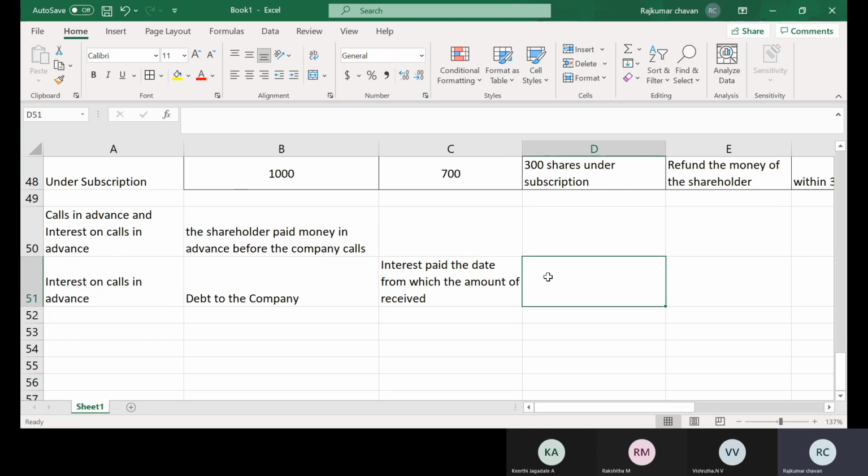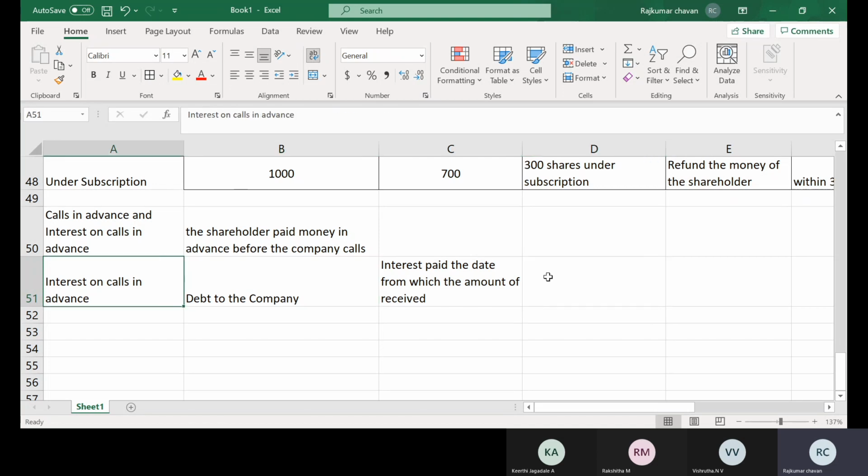Suppose the company makes the first call after allotment and the next call after 1 month, but some shareholders pay the first call money in advance. Till the next call, the company has to pay interest to that particular shareholder. That is interest paid from the date the amount was received till the next call announced by the company. That is called interest on calls in advance.